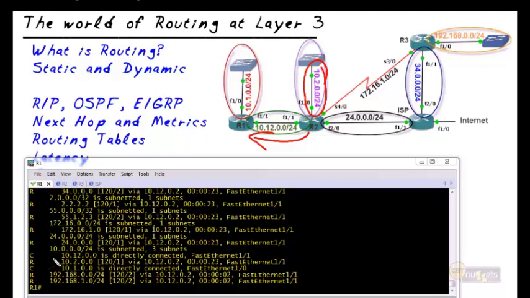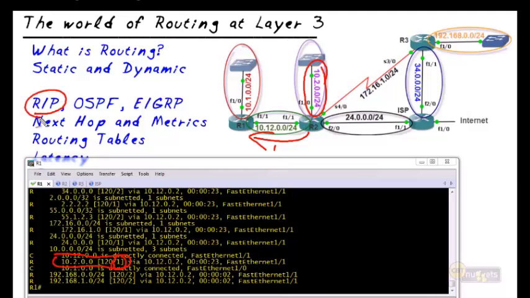So it's right here. Here's the 10.2 network. Look at that. It's just 1 hop away. See that one right there? 1 hop away, because R2, when he advertised, said, "Hey, it's 1 hop away from you because I'm directly connected to it." That's the logic behind it. So that's RIP in a nutshell, and that's how it works.